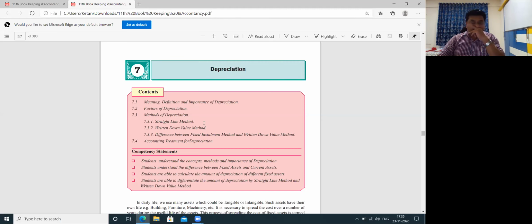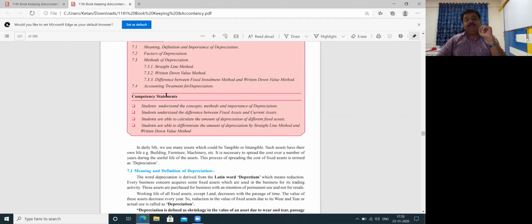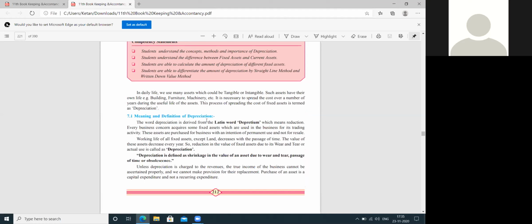Then difference between the fixed installment method and written down value method, accounting treatment for depreciation. So these are the things which we are going to learn.